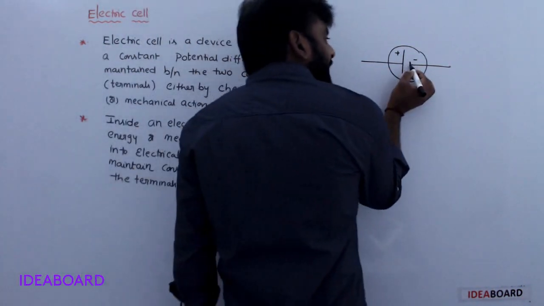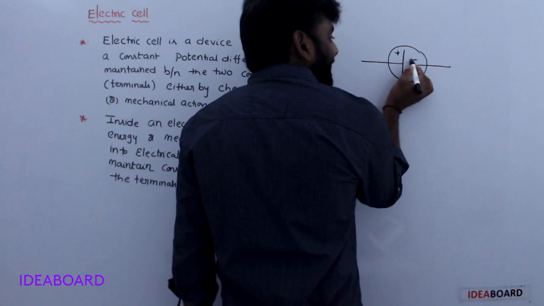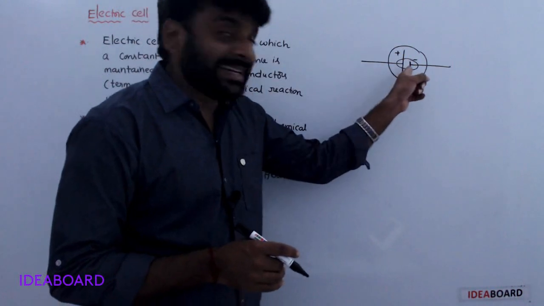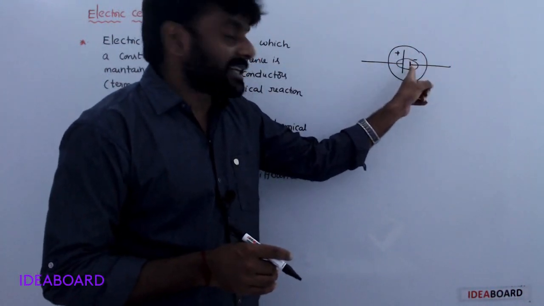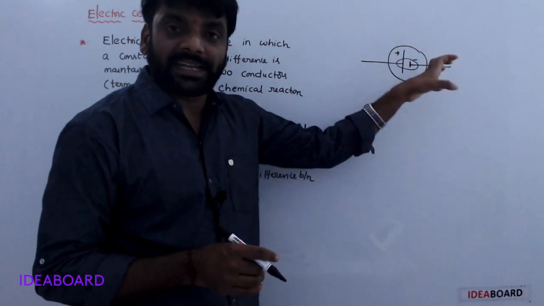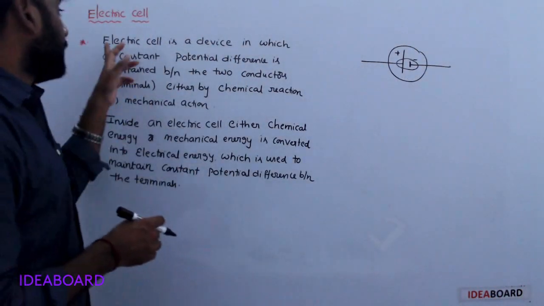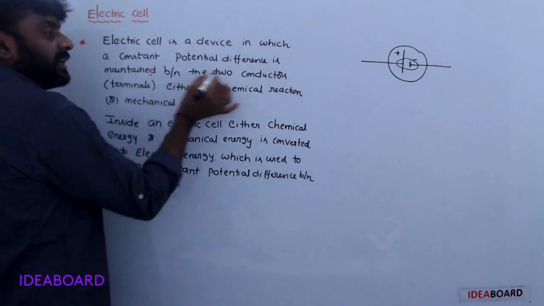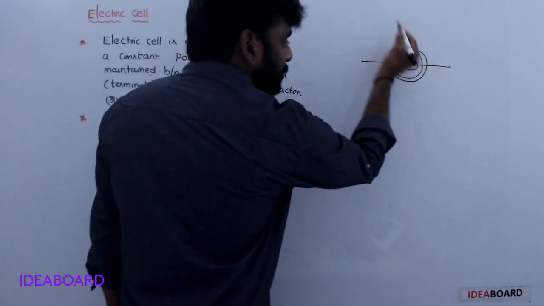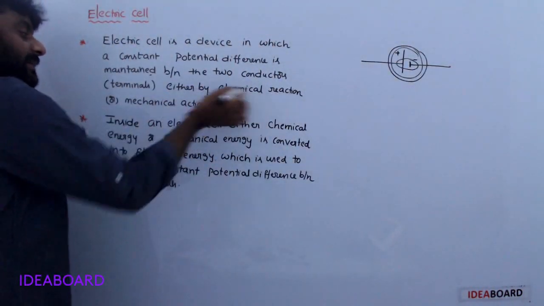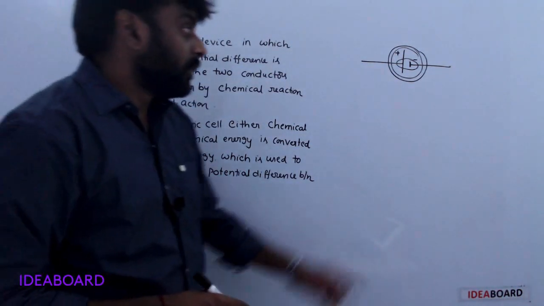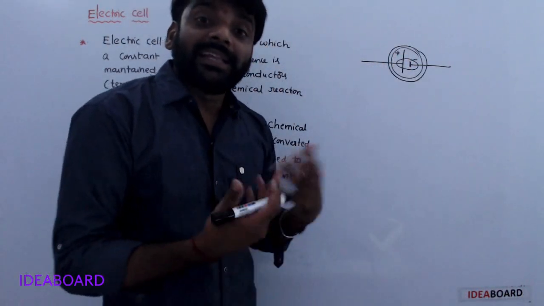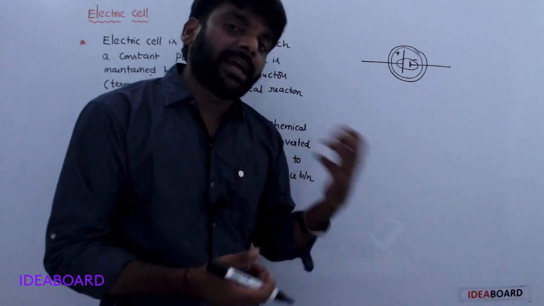Now, to maintain the constant potential difference between these two terminals, inside, chemical action or mechanical action is there, understood? See first point: an electric cell is a device in which a constant potential difference is maintained between the two conductors, that means these two terminals, either by chemical reaction or mechanical action.